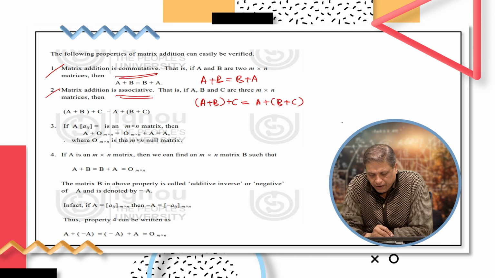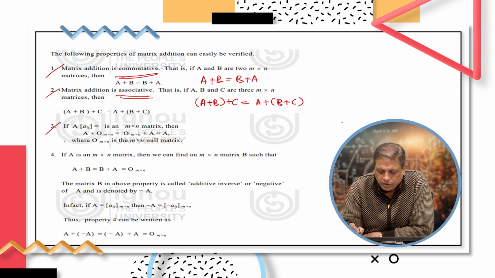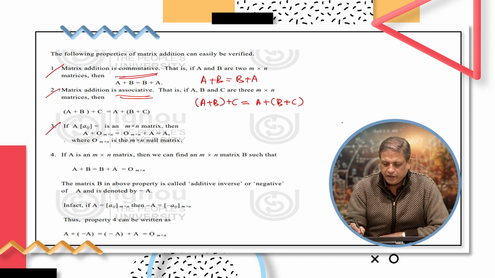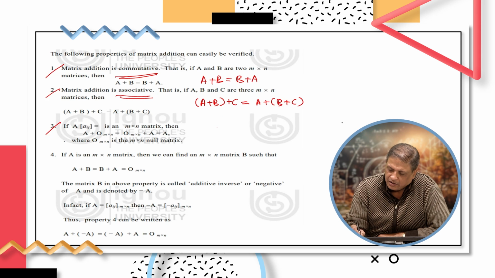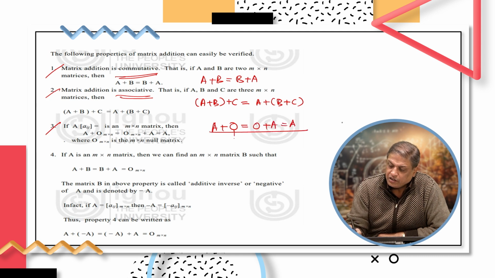Similarly, we have the concept of the zero matrix. If the zero matrix, a matrix wherein all the elements are 0, is added to a matrix A, then it is equivalent to the matrix A itself, because adding the value 0 will not affect the value. So 0 is a null matrix.